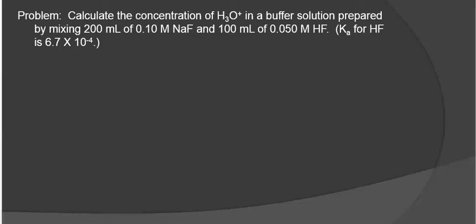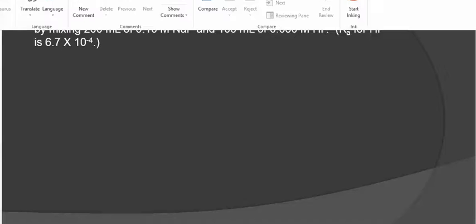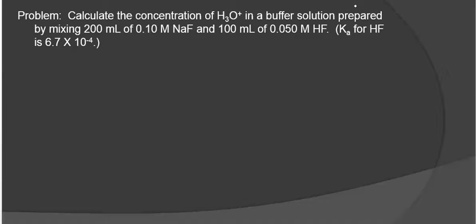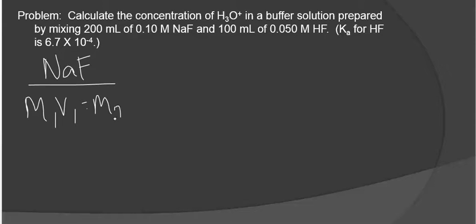We want to calculate the concentration of H3O+ in a buffer solution prepared by mixing the salt with the weak acid HF. Well, the first thing, if we're mixing solutions together, the concentration goes down, and the concentration goes down by the equation M1V1 equals M2V2. So we need to determine the new concentrations of the salt and the acid.